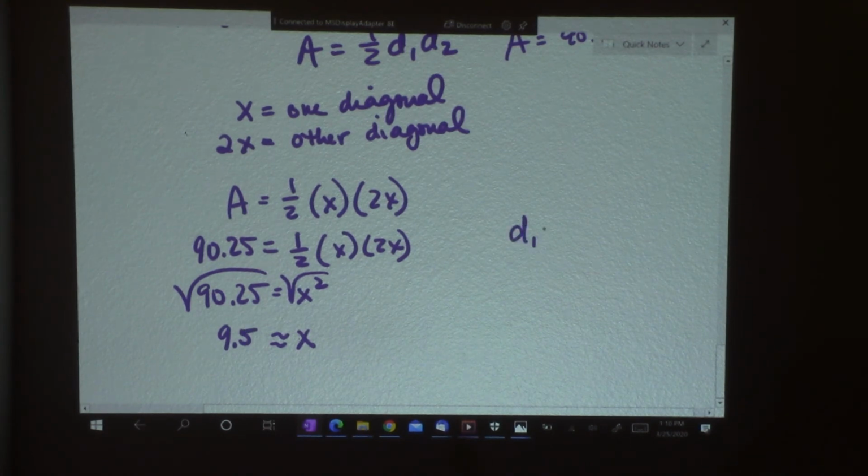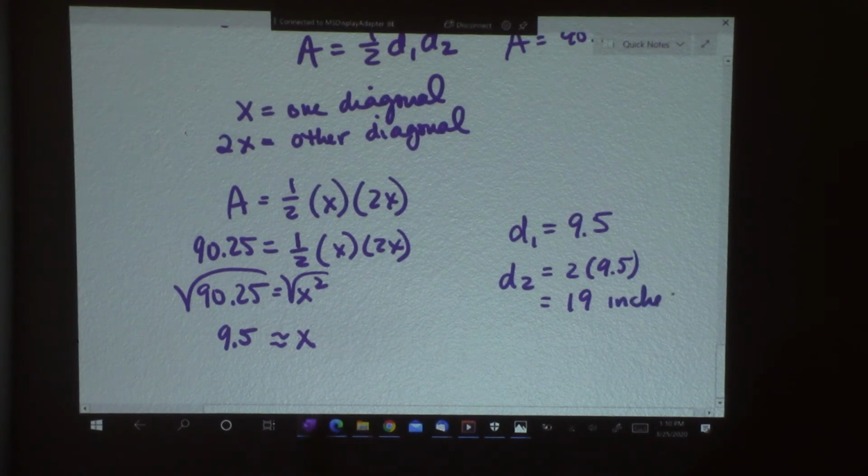So if d1 is 9.5, what's the other one? Well, the other one is going to be 2 times that. So the other one is going to be 19. And it was in inches. Okay, that's a real kite for you.